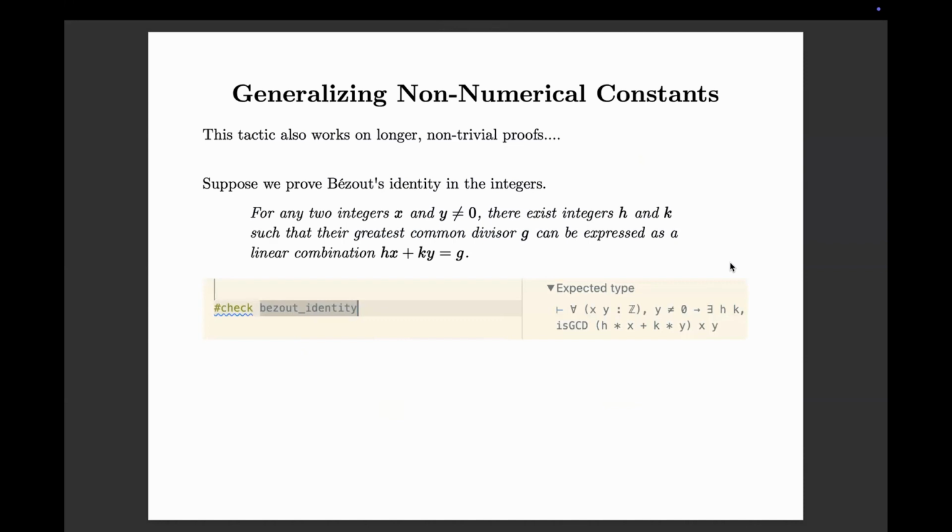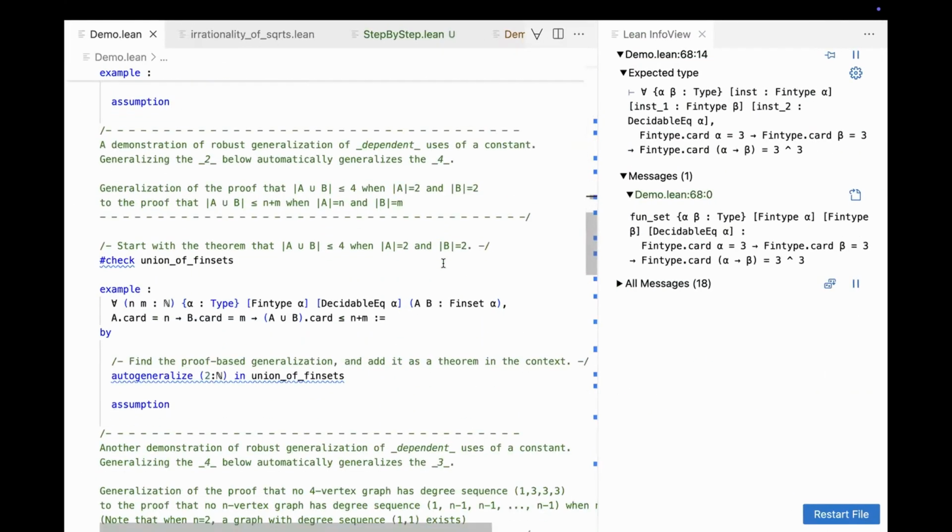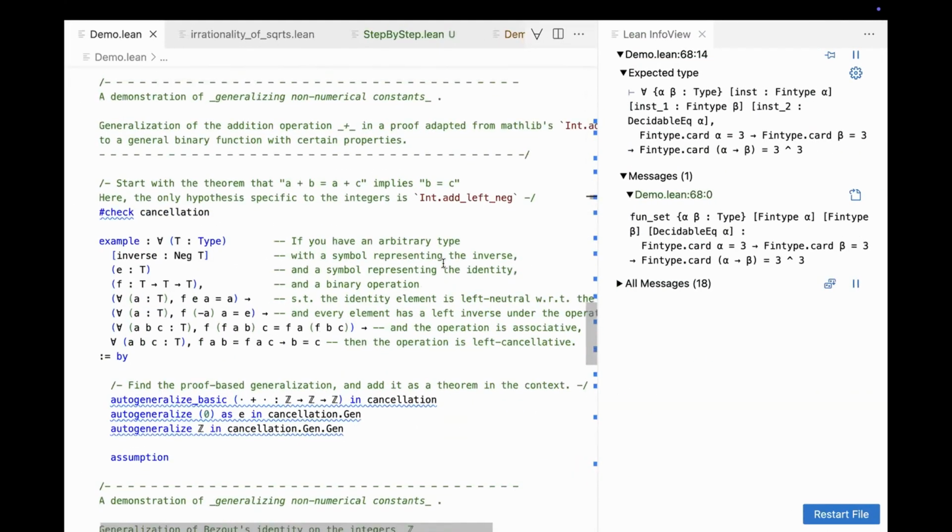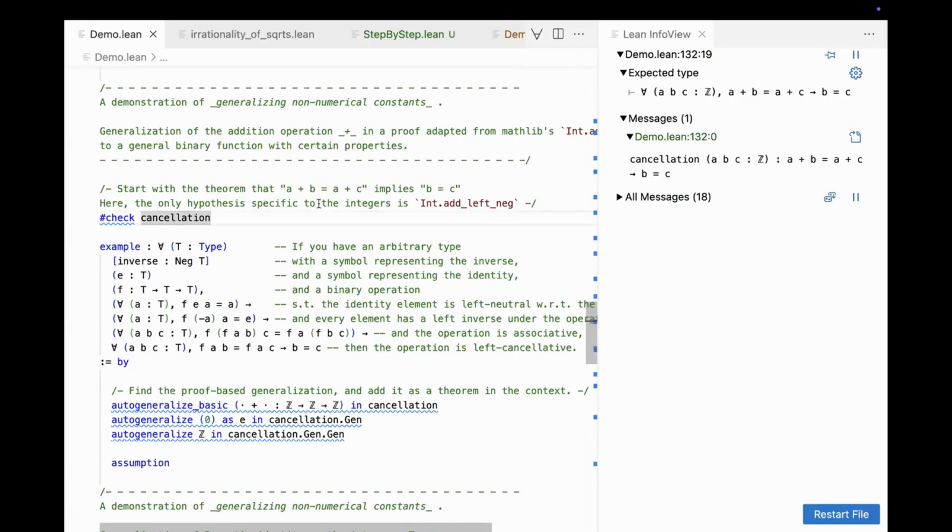Okay. And so far I've given some shorter toy examples. I've given examples where you can generalize numbers, but I just want to make it clear that there's nothing specific about numbers. In this algorithm, we can generalize any constant. So for example, suppose we have this theorem that if we have 3 integers a, b, and c, and a plus b is a plus c, then we can cancel the a's and we get b equals c.